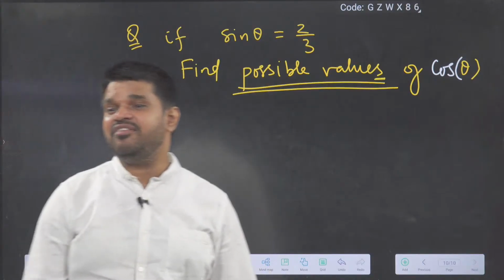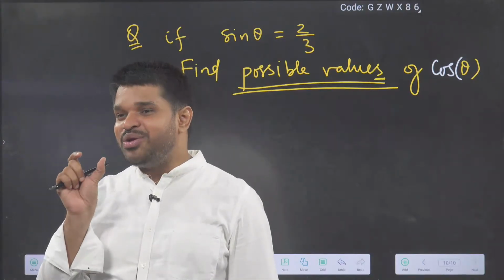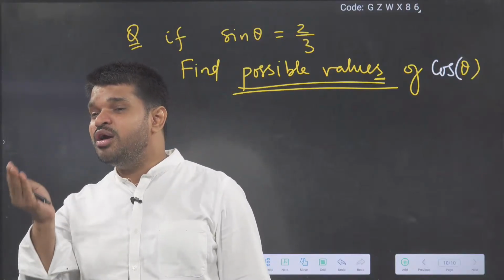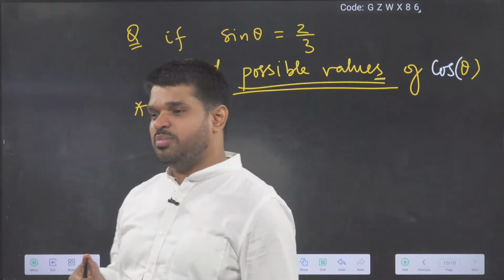I have given enough hint. Grammar, you understand. Possible values. Values means more than one answer is possible. Okay.